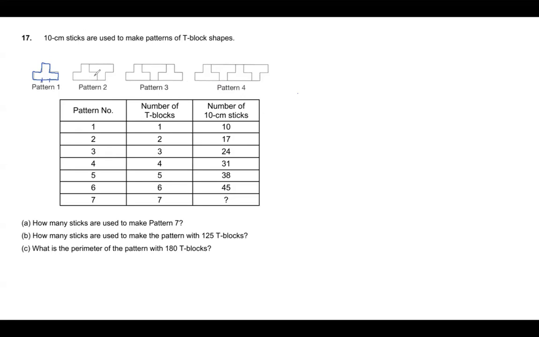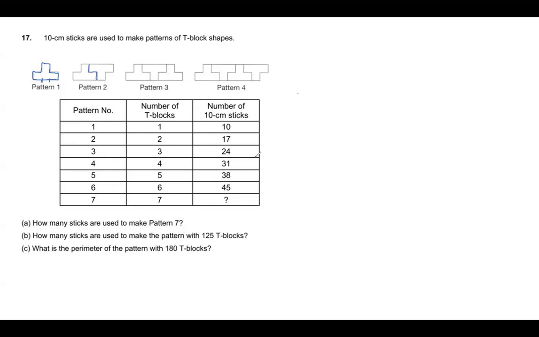Okay, and then 2 patterns would be 2 times 2 blocks, and then it's 17. Instead of 20, it's 17. Why? Because this part here, 1, 2, 3, that is overlapping. So you only need one side. So that's why you don't need 2 times 2, or you can times 2, but you will need to minus the extras, the overlap part. So on and so forth. So this is the pattern.